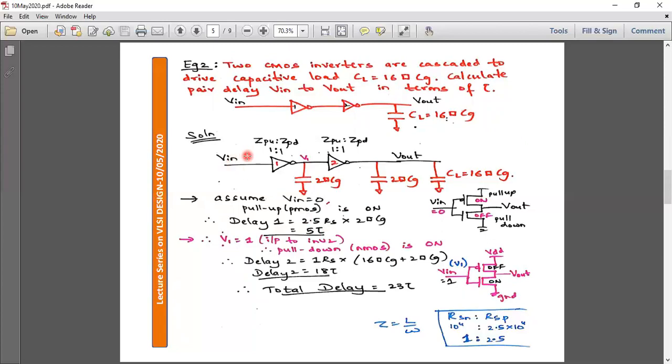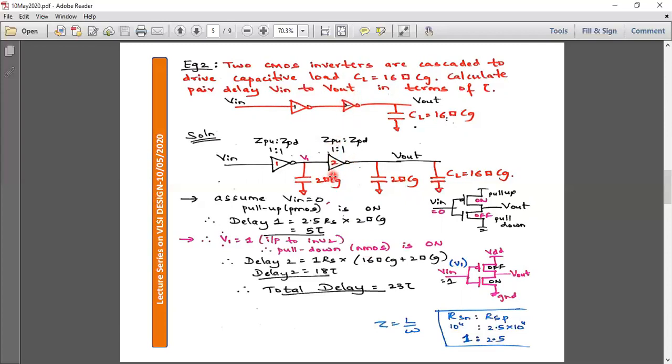So if my Vin is 0, then V1 node will be at logic 1, which is input to second inverter. So if input to second inverter is logic 1, then my pull down device will turn on. Pull down is NMOS. So pull down is on, that is NMOS is on, pull up is off. So when I give input to inverter 2, my pull down is in on condition.